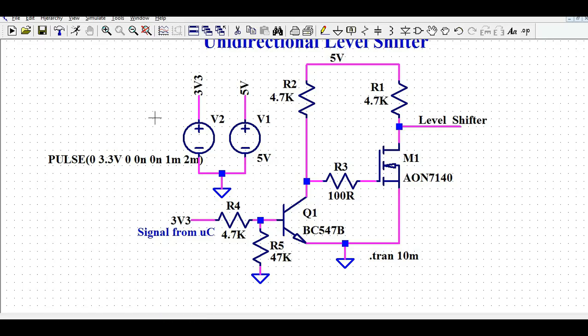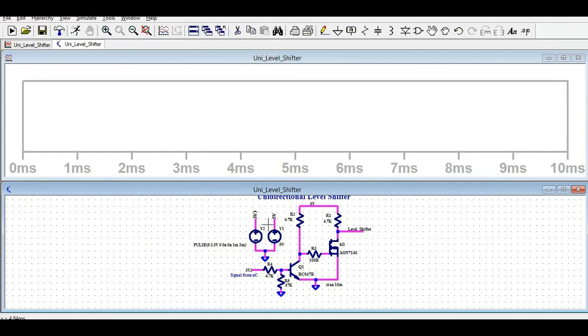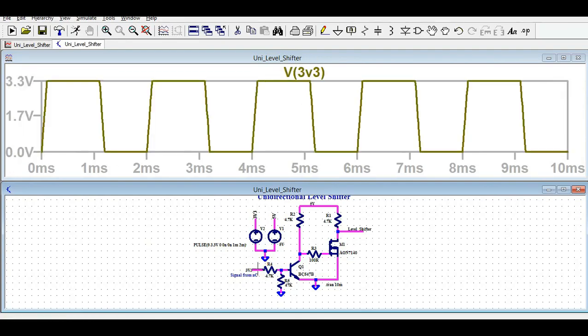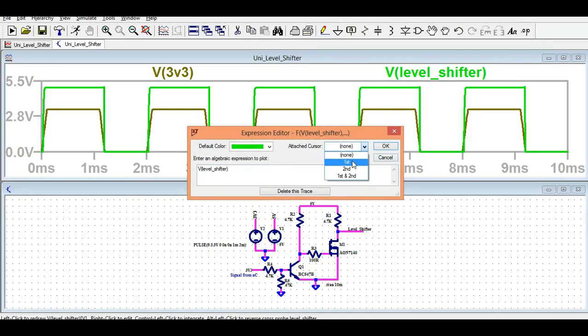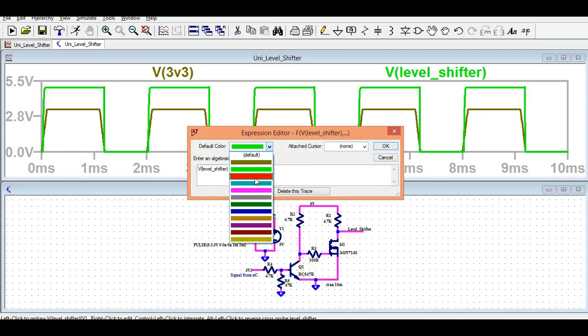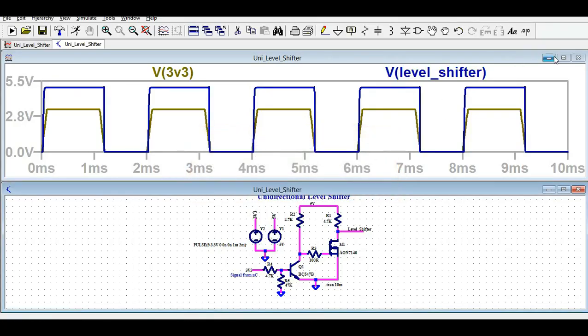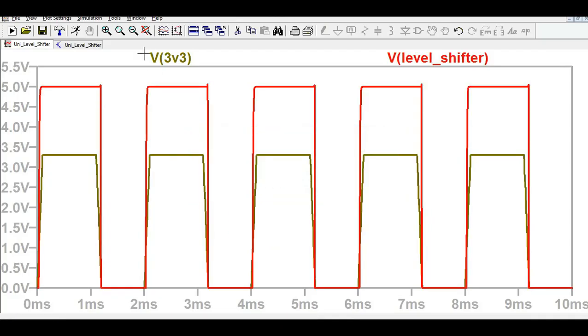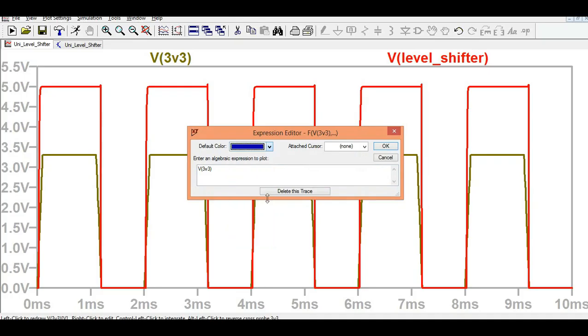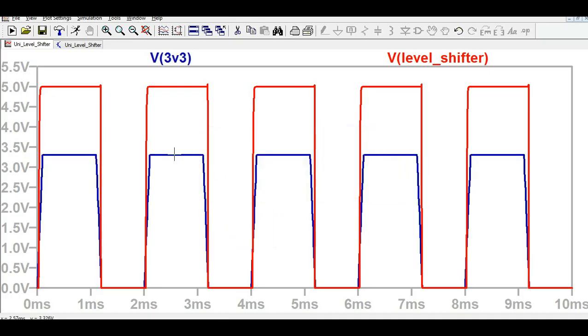And now you can see your 3.3 volt is converted to 5 volt. So let me run the simulation and show you the waveform so that you will understand. Here my signal is 3.3 volt, and if I right click on this level shifter side, I can see my signal is now 5 volt. Let me change the color so it is quite visible. Now if you look here, the level shifted signal is 5 volt and your other signal is 3.3 volt. This is my 3.3 volt signal and this is my 5 volt signal.